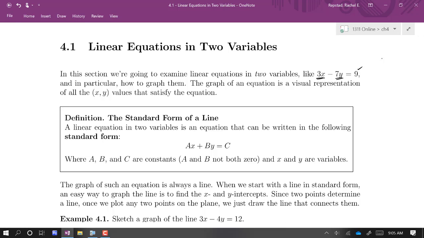The standard form of a linear equation in two variables looks like this. You have some constant times x plus some constant times y equals some other constant. And as long as a and b are not both 0, that will define a linear equation in two variables.